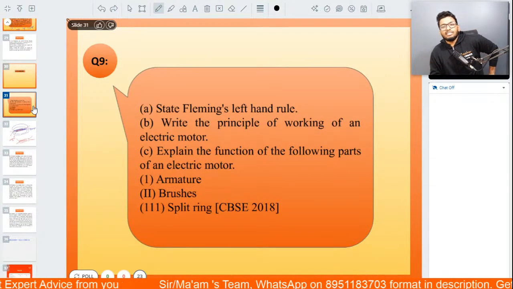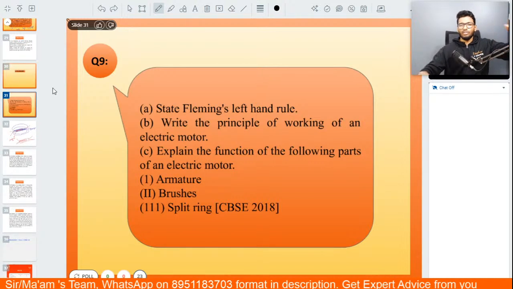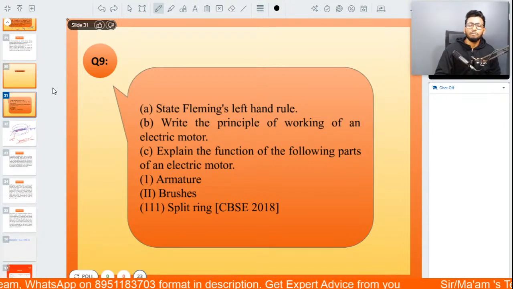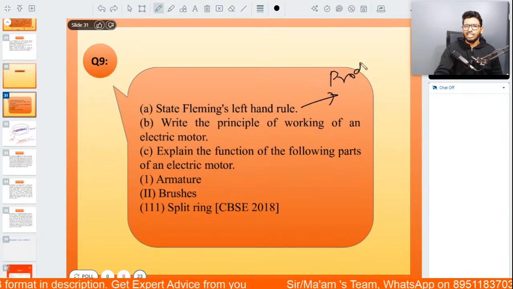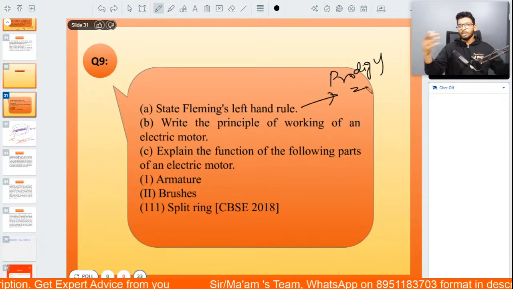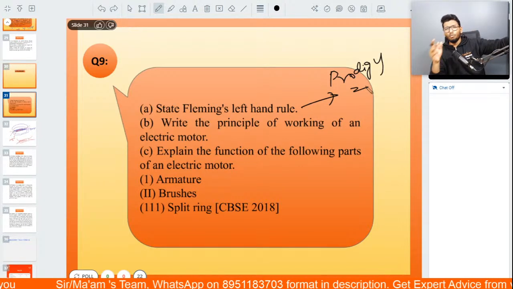Here's a question. State Fleming's left-hand rule. Write the principle. Okay, Fleming's left-hand rule is very simple. I'll just state it out anyways. If you have confusion on it, we have actually made the Prodigy series on this, guys. So please go check it out. You would actually understand and enjoy the series. So, okay, what is Fleming's left-hand rule?